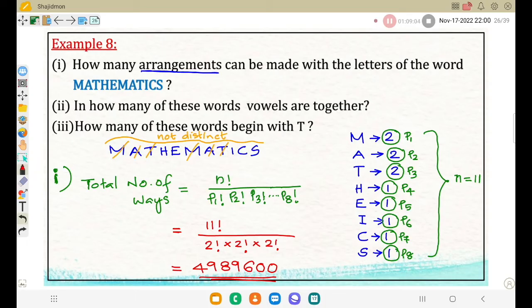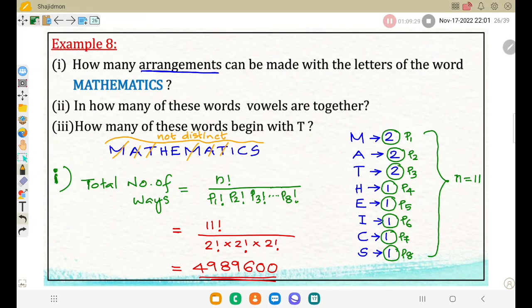Hope you understood. Now what is the second part of the question? How many ways of these words have all vowels together? See, total ways means 4989600. Out of this 4989600, how many of these words have vowels all together? All vowels should be together. Okay, that is the question here.